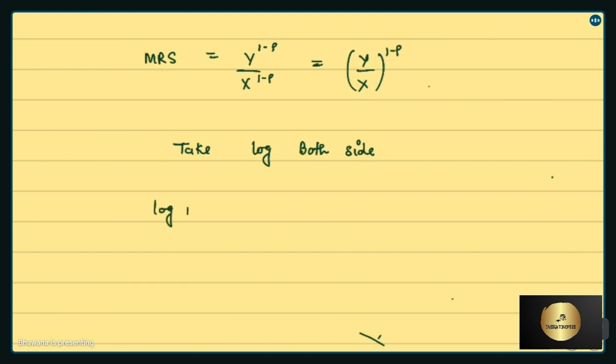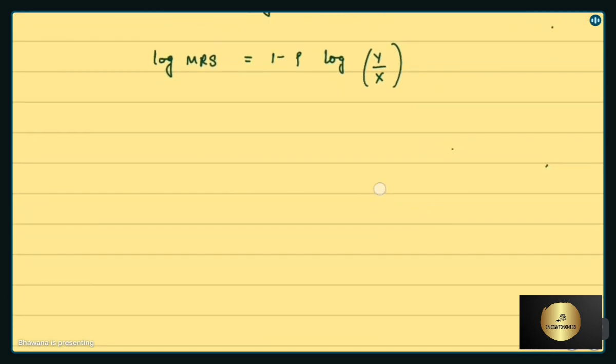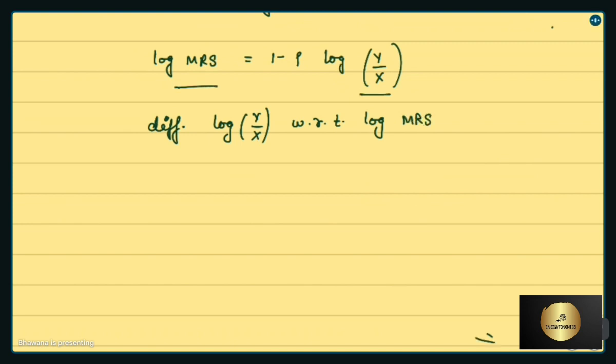We'll get log MRS, the power comes ahead, 1 minus rho log y by x. Okay. Now in order to convert this in terms of elasticity formula, differentiate log y by x with respect to log MRS. You have to differentiate it with respect to this, so you first manipulate it this way. We'll send this to the other side, it will go in the denominator: 1 by 1 minus rho log MRS.